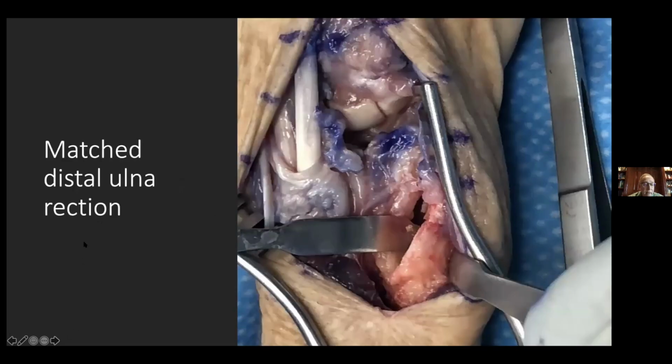Then what we did was essentially a matched ulnar resection. So what you do is resect the ulnar head and leave the styloid, which is attached to the TFC. So you don't detach the TFC with this operation. And you interpose soft tissue in here.